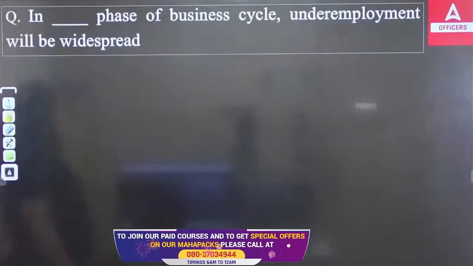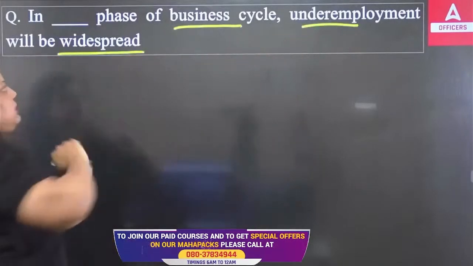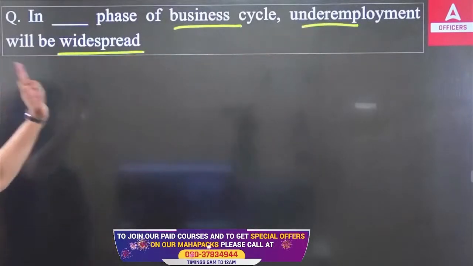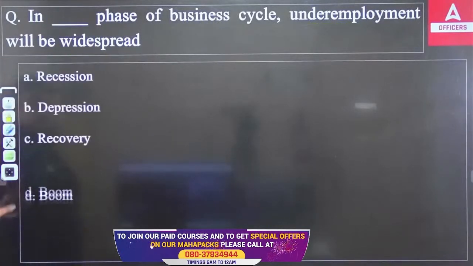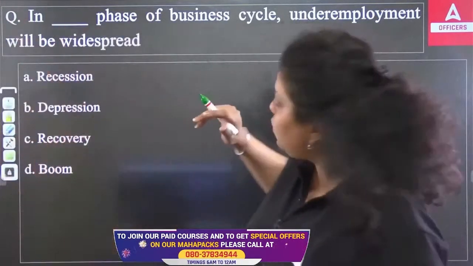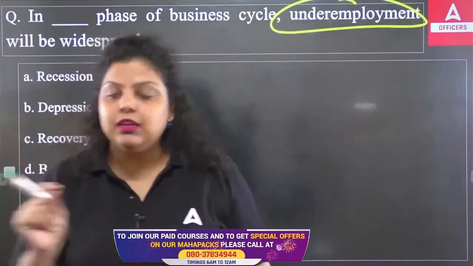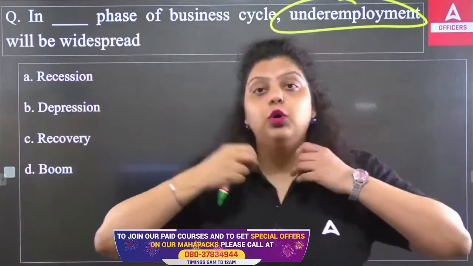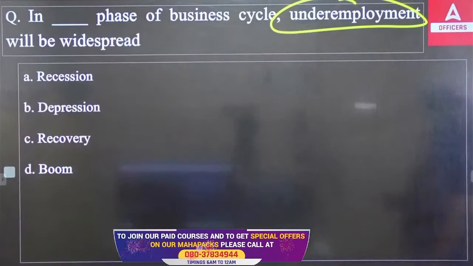Okay, now next. In dash phase of business cycle, underemployment will be widespread. So in which particular phase you will find that underemployment is at its maximum. I have told you underemployment means a person has to settle for a post which he does not deserve. He deserves more, but he has to settle for less. Which of the following do you think is correct? Recession, depression, recovery, or boom? A, B, C, or D?